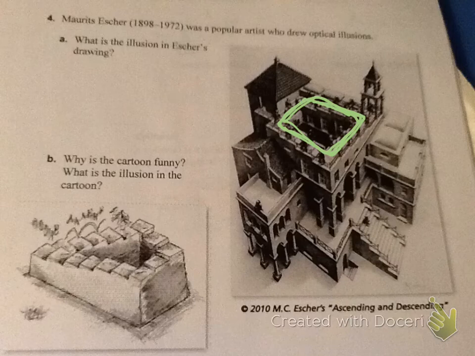And then the cartoon. The cartoon is, again, that same Escher optical illusion. So he's falling down and down and down. And it looks like down and down and down. And he's never going to be able to get up again because he's just going to continue on this downward path.